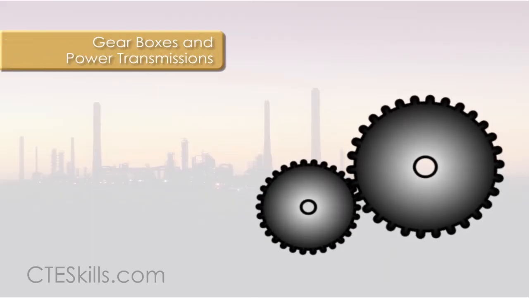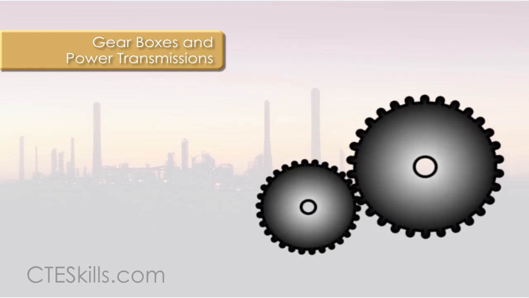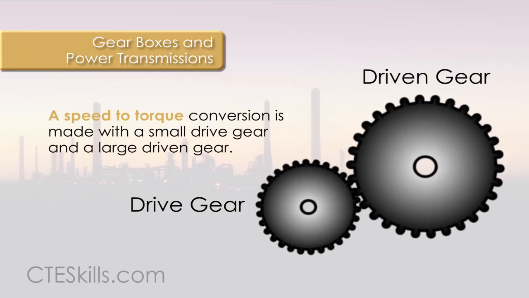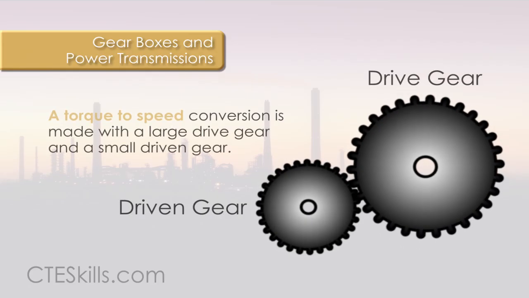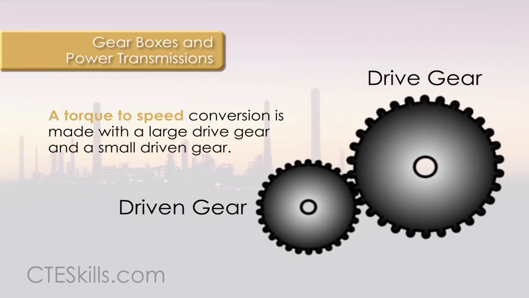A gearbox is often used to transmit power between the driver and the driven equipment. A speed to torque conversion is made with a small drive gear and a large driven gear. A torque to speed exchange would be done with a large drive gear and a smaller driven gear.